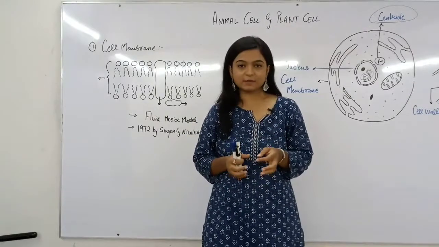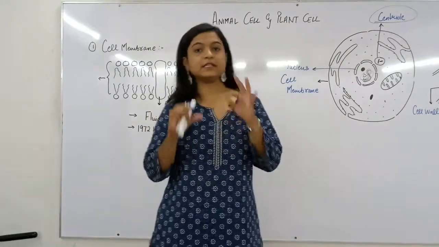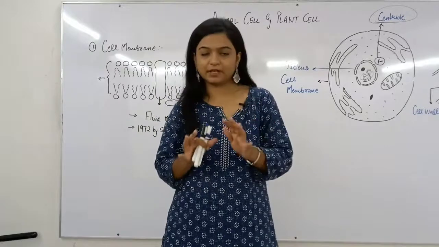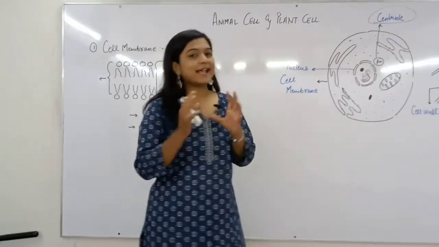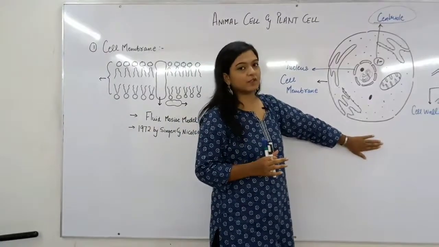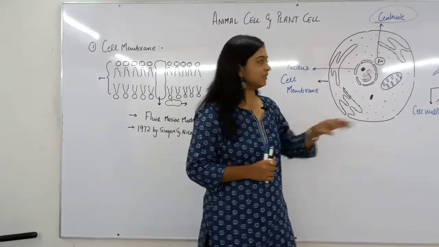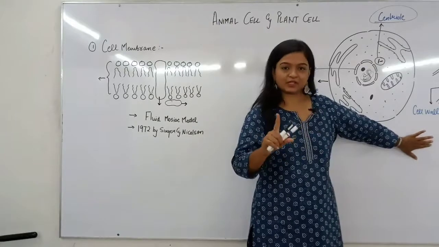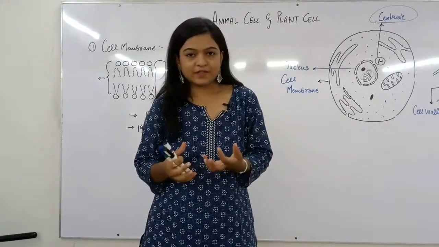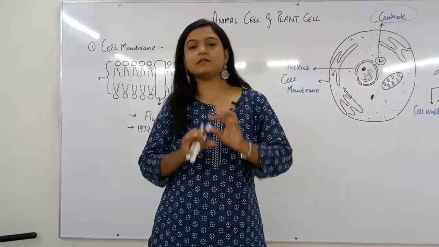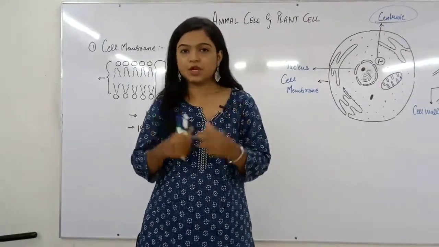Okay children, so in this segment of the video, we are going to study in detail about the cell membrane. As we discussed in the last video, the cell membrane is the outermost covering of an animal cell and the second covering in the plant cell. Why? Because the first covering is our cell wall. Now, what are the basic characteristics of a cell membrane and what exactly is a cell membrane in terms of structure?